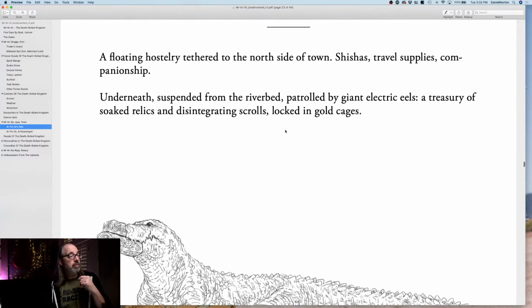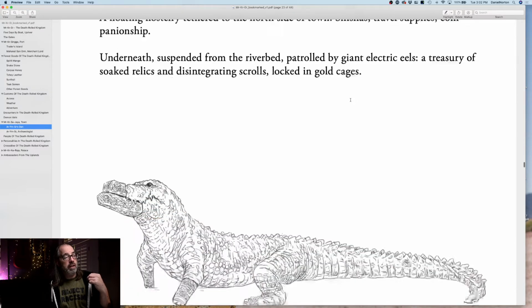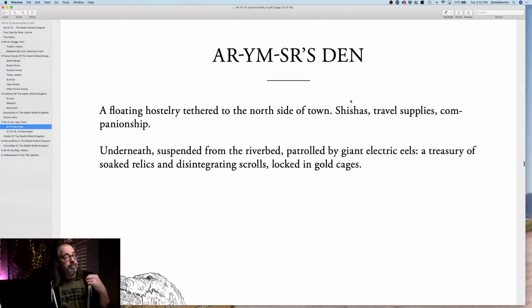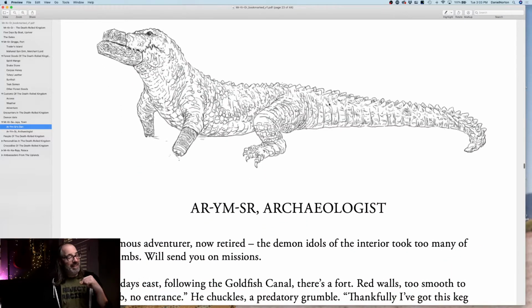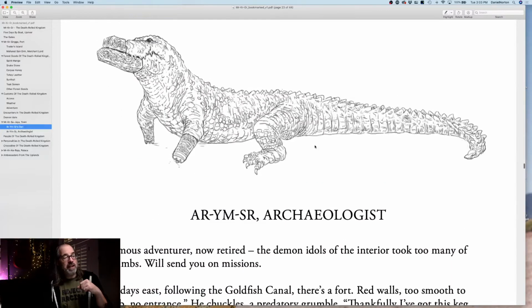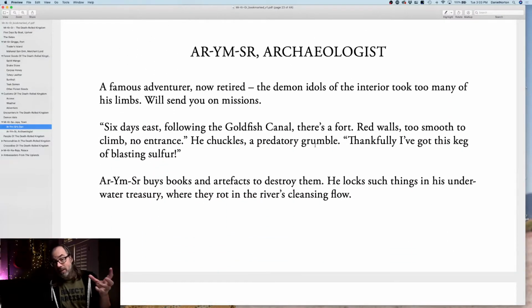He's an archaeologist, a floating hostelry tethered to the north side of town. Shistas, travel supplies, companionship. Underneath, suspended from the riverbed, patrolled by General Creel's treasury of silk relic and disintegrated scroll locked in gold cages, right? That's basically this guy's deal. He's missing limbs from previous expeditions. He doesn't like magic.